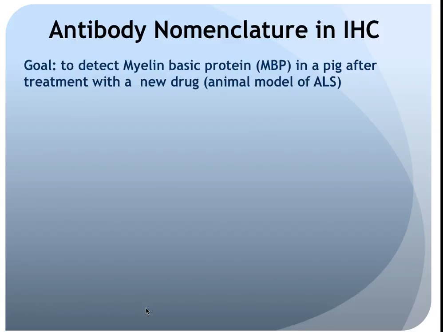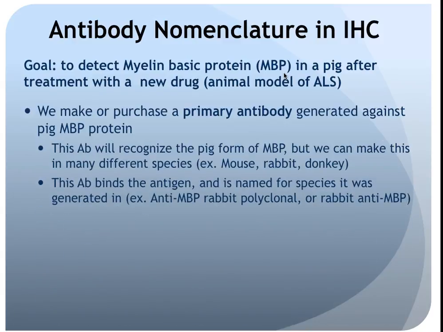ALS, amyotrophic lateral sclerosis, is actually a demyelinating disorder, so you might expect that if somebody has a demyelinating disorder, if their myelin is being destroyed in their body, you will see changes in one of the major proteins that makes up myelin. So if we give a treatment, we might expect more or less myelin basic protein around, depending on whether the treatment's working. So let's say we're going to use IHC because we've given a drug in an experimental model and we want to see how much myelin is left. Is the treatment working?